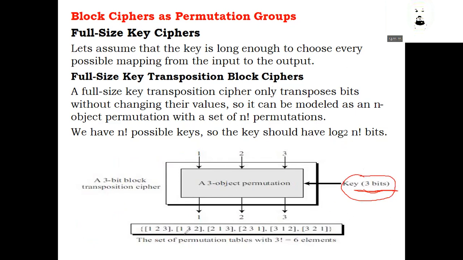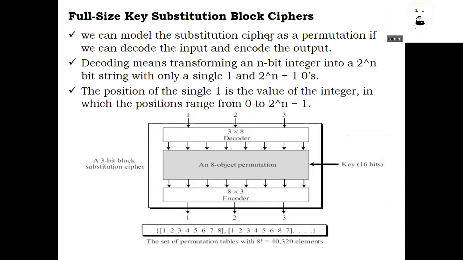So we have this many permutation tables when we are using the transposition block cipher with the full key size. Now, if we consider full size key substitution block ciphers, we can model the substitution cipher as a permutation if we can decode the input and encode the output. We know about decoder and encoder. A decoder takes n inputs and produces 2 power n outputs. Similarly, the encoder takes 2 power n inputs and produces n outputs.